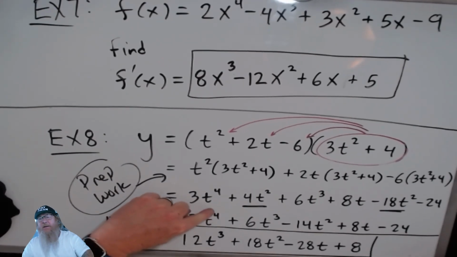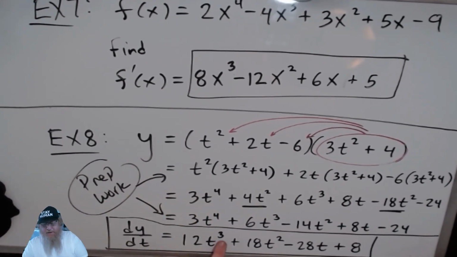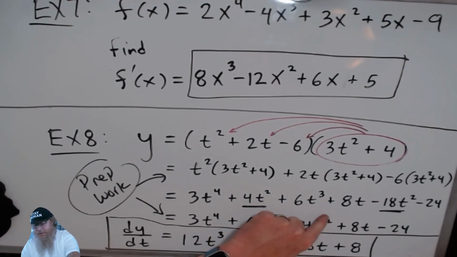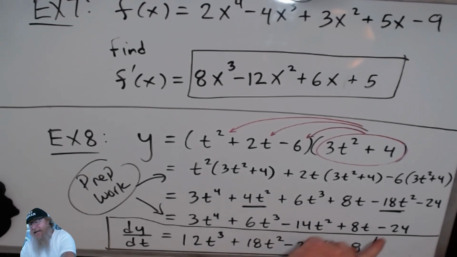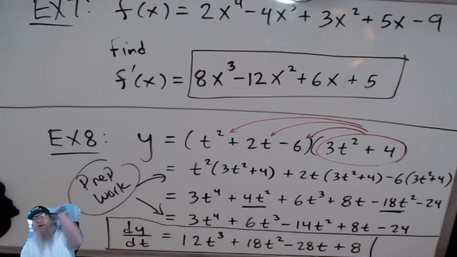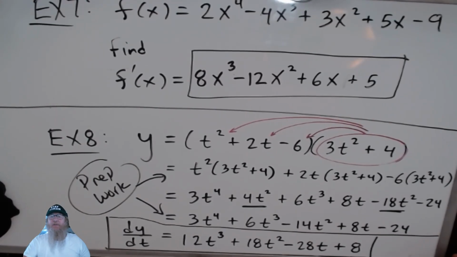See? 4 times 3 is 12, and then reduce the power. The power drops by 1. 3 times 6 is 18, and then drop the power by 1. 2 times negative 14 is negative 28, and then drop the power by 1. And then the last term becomes constant, so it becomes 8. And then the constant term becomes 0, and we typically don't write the 0.